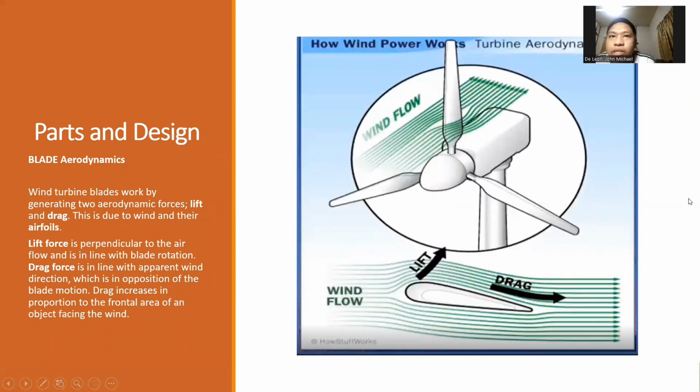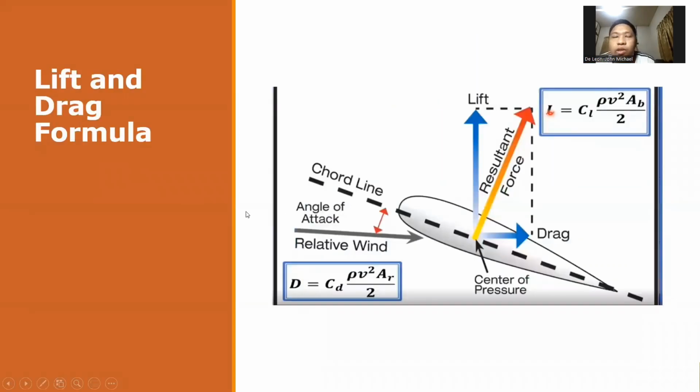Blade aerodynamics. Parang kanina lang rin. Wind turbine blades work by generating two aerodynamic forces, lift and drag. This is due to wind and their airfoils. Lift force is perpendicular to the airflow and is in line with blade rotation. Drag force is in line with apparent wind direction, which is in opposition to the blade motion. Drag increases in proportion to the frontal area of an object facing the wind. Kaya merong blade design para doon.